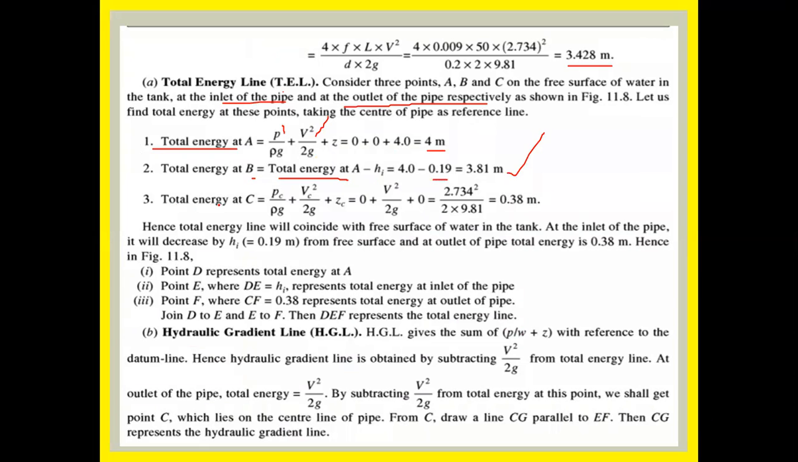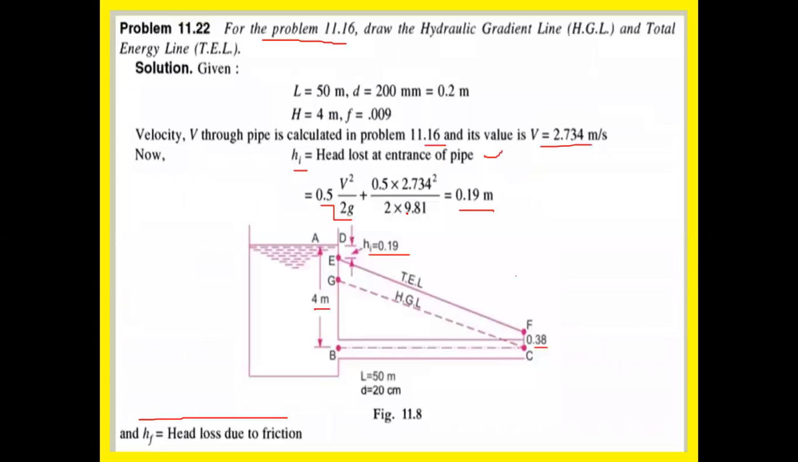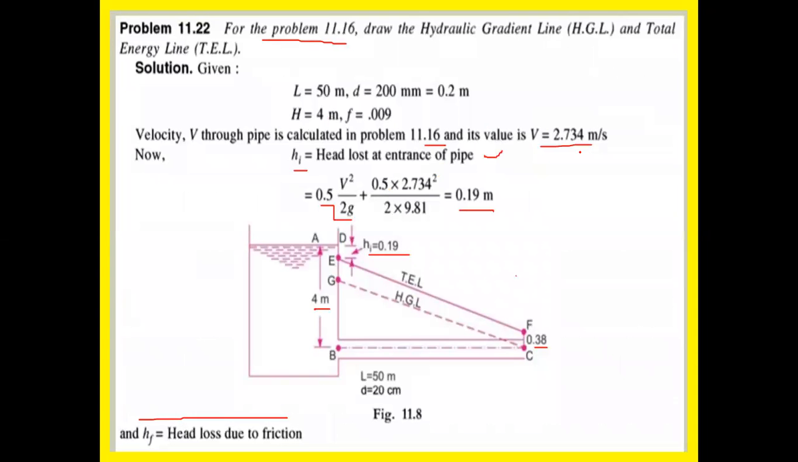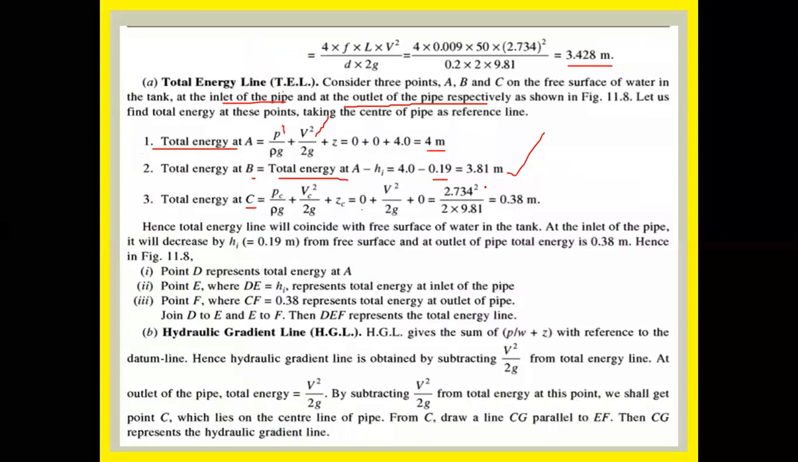Next, what is the third one? Total energy at C. That is pressure energy plus kinetic energy plus datum energy. That implies PC by rho G is equal to 0, plus V square by 2G, plus datum energy. At point C we don't have any datum energy, because it is on the horizontal line, so it is 0. So 0 plus V square by 2g plus 0. Setting the 0s aside, the V value we got is 2.734, so 2.734 square by 2 into g is equal to 0.38 meters.